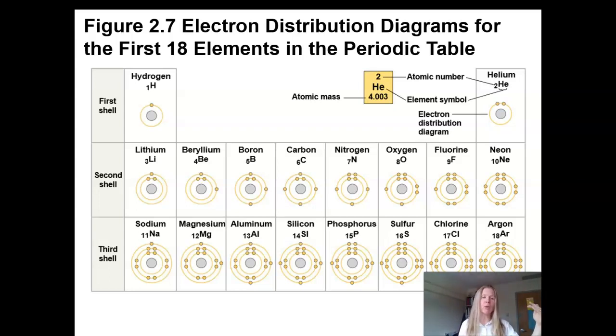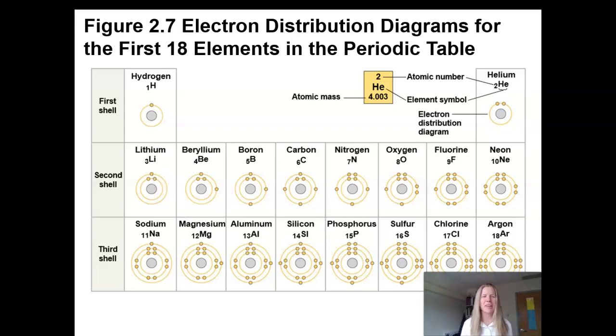Okay, if you look at the rows, notice that hydrogen and helium only have 1 shell. So everybody in that first row only has one shell. It can only have a max of 2 electrons. As you move down a row into that second, you get a second shell. So here we see lithium with 2 electrons on that inner shell, and then 1 electron in the outer shell.